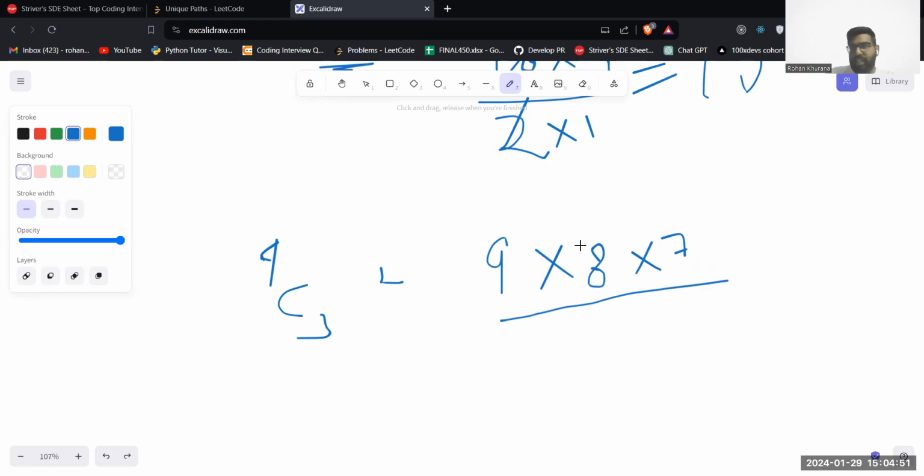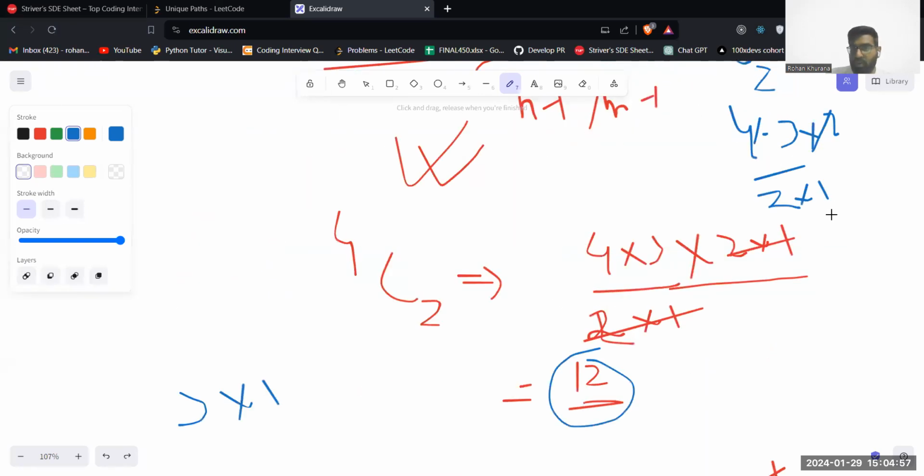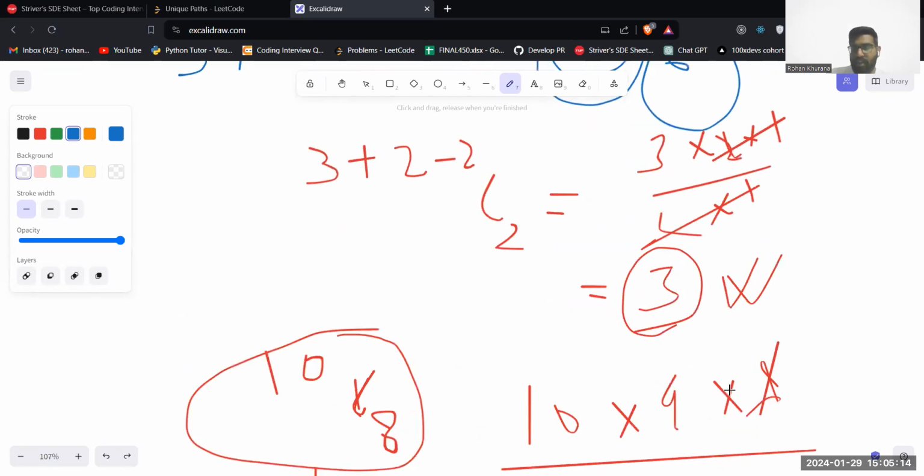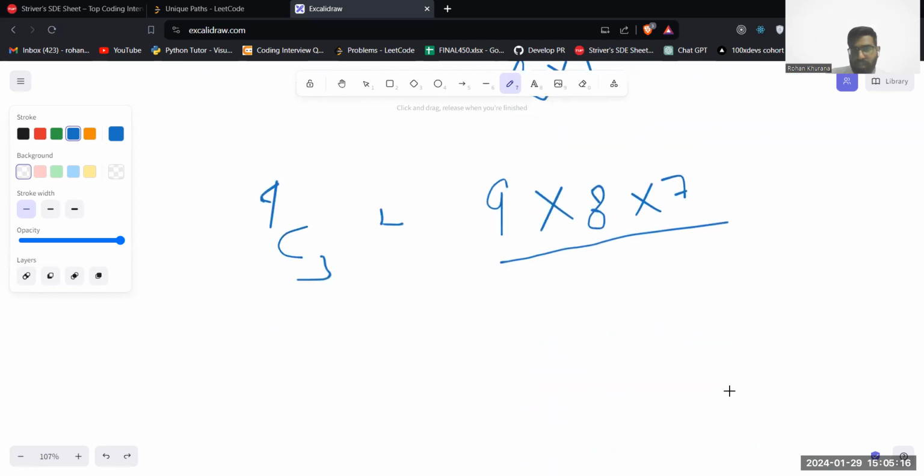So nCr is basically n factorial upon r factorial into n minus r factorial, which I forgot to do here, and thus I got the wrong answer. So it should be 2 into 1 again. What is n minus r? n minus r is 4 minus 2, that is 2, and 2 factorial is 2 into 1. So I had to cut it again. So this becomes 2 and this becomes 6, right? This was my mistake. I'm really sorry for that.